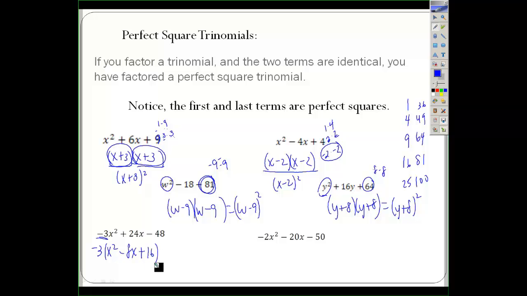Now, be very careful when you start pulling out negatives. I would always distribute just to make sure. This is negative 3x squared, positive 24x, and negative 48. So I do know that I did it correctly. Okay. Be careful on your signs.